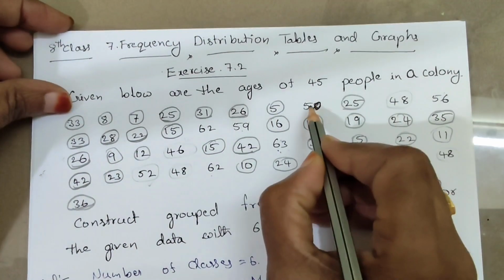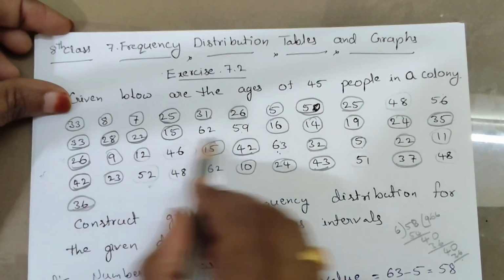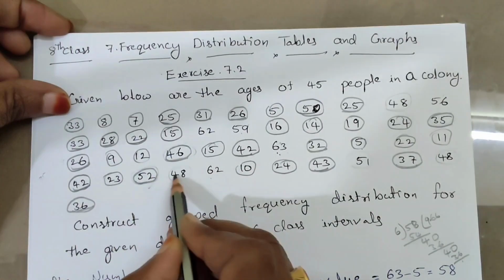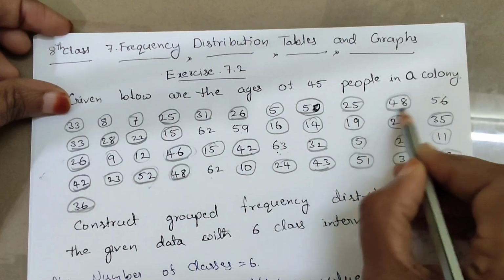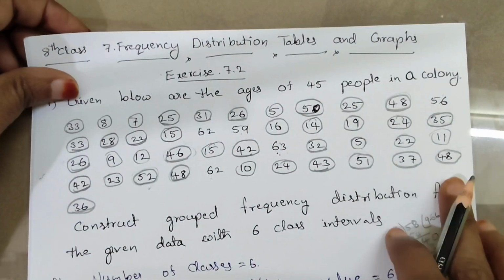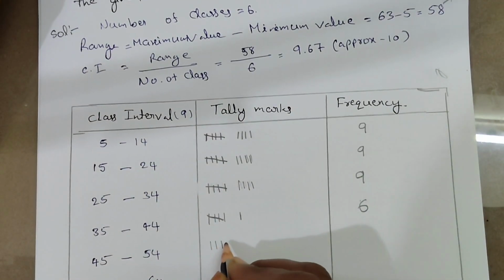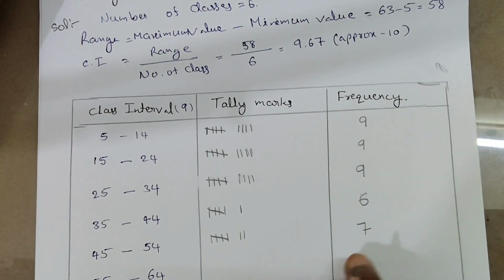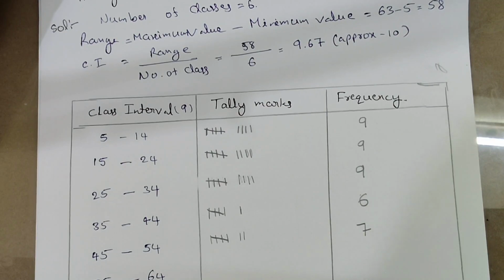Now next, the 5th class interval is 45 to 54. In between numbers, we count it here. First, this one is the 50, so 1. Next 2, 46, 2. 3, 4, 5, 6. Here 48, 7. Total 7 numbers are there. We write here tally marks 7. 1, 2, 3, 5 plus 2, 7. Frequency is the 7.